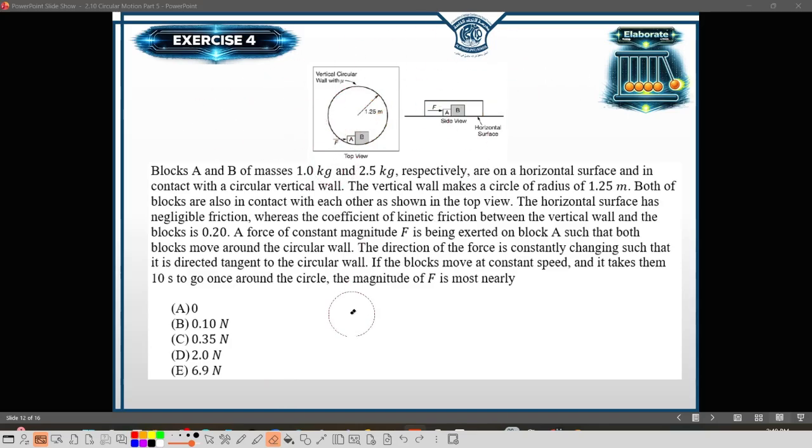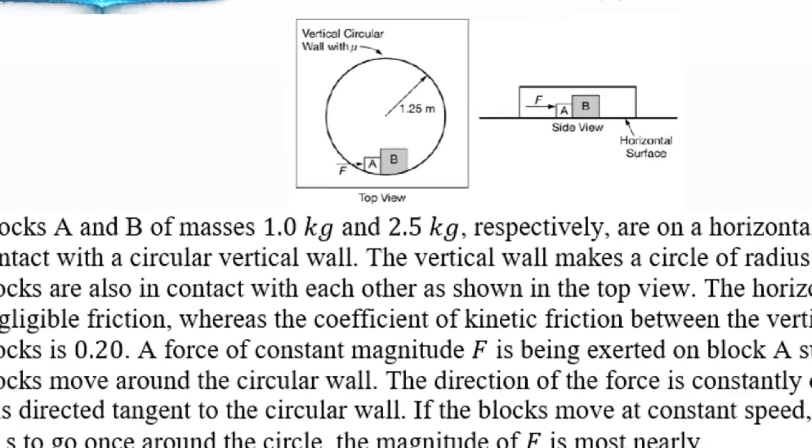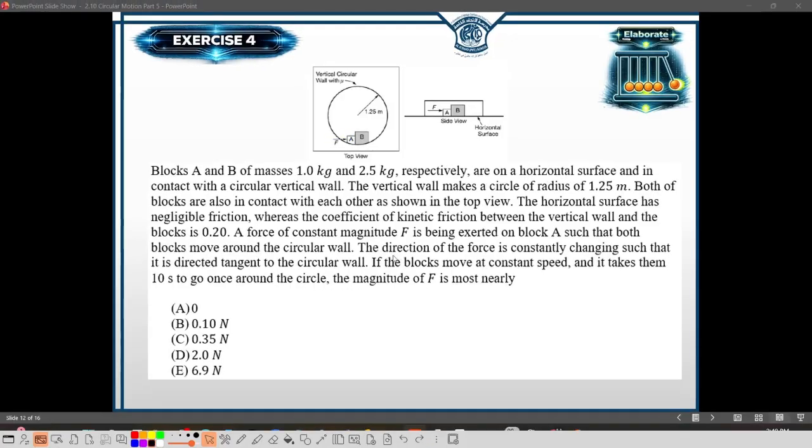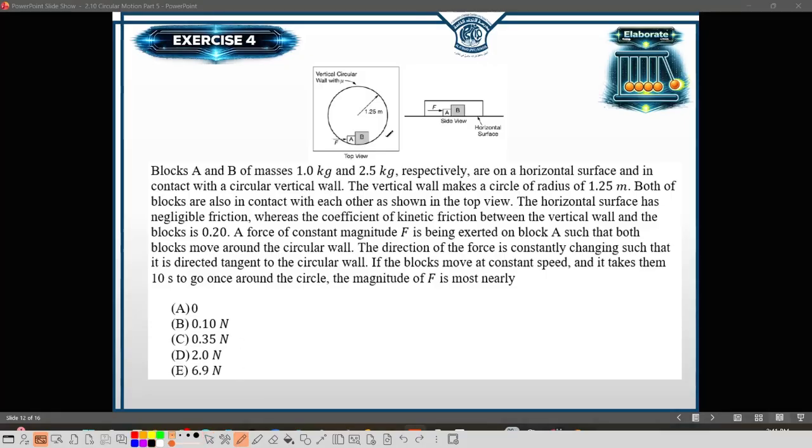Now, a force of constant magnitude F is acting on block A such that both blocks move around the circular wall. The direction of the force is constantly changing, such that it's directed tangent to the circular wall. So it's not horizontal all the time. What will be kept fixed is that this force will always be tangent to the path.